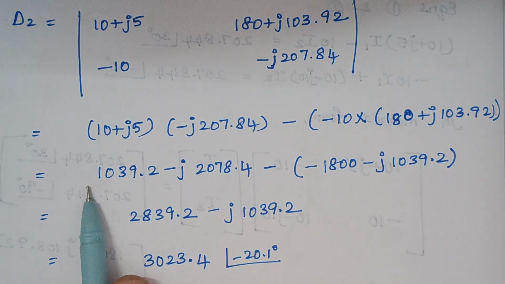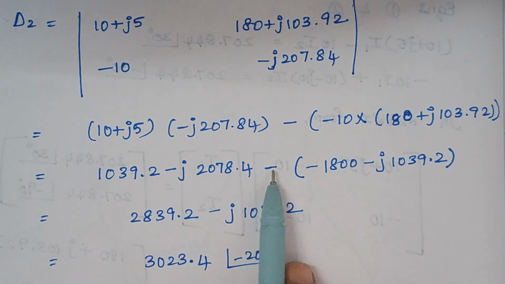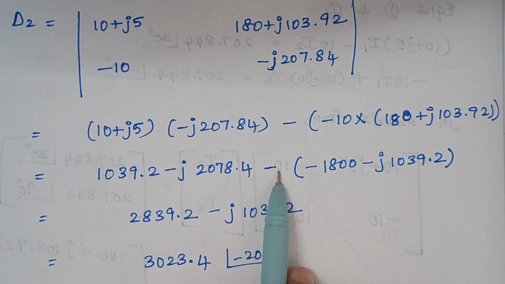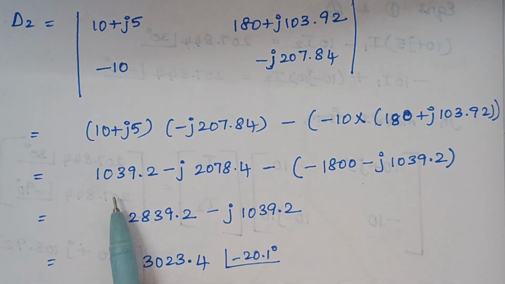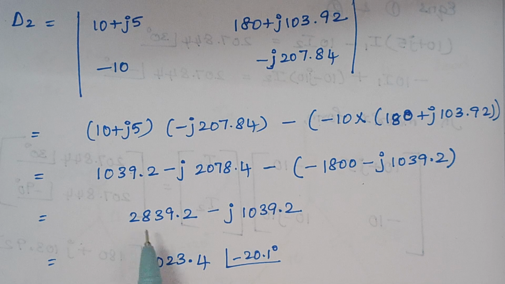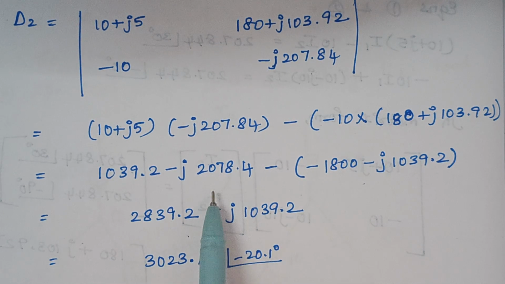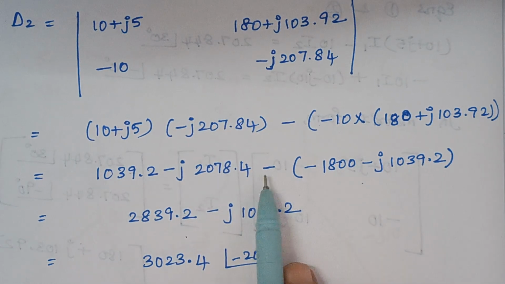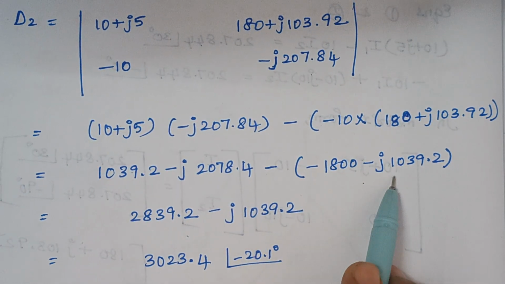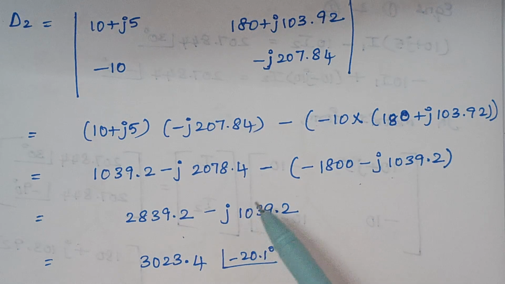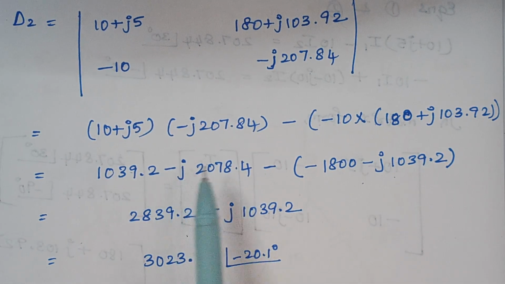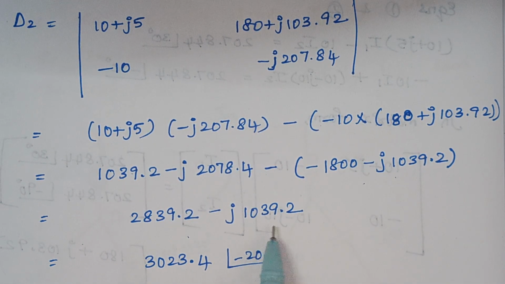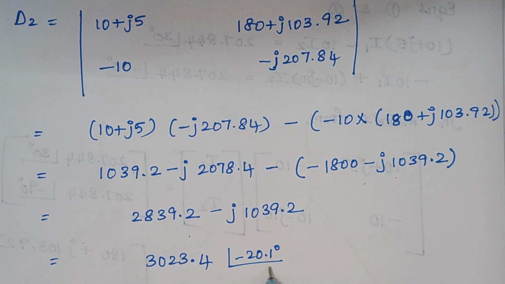You see here, this is 1039.2 and here minus into minus will become plus, right? So plus 1800. So when you add these two, that will give rise to 2839.2. And again, when you combine these two, you see here this is with minus sign. Here minus into minus will become plus, right? So here you have to subtract, and here the bigger number sign is minus. Therefore, minus J 1039.2. So this is converted into polar form like this.